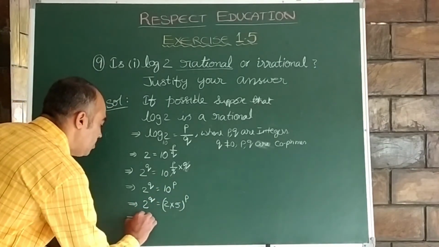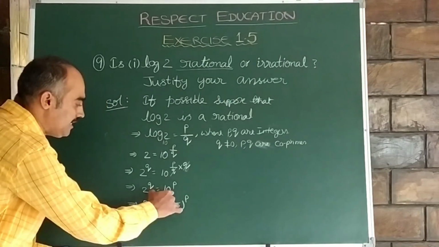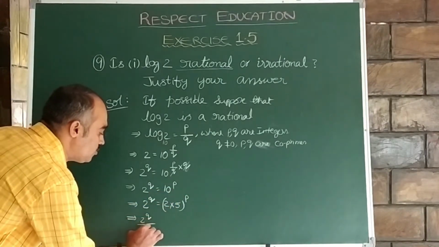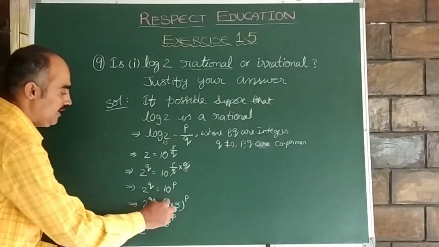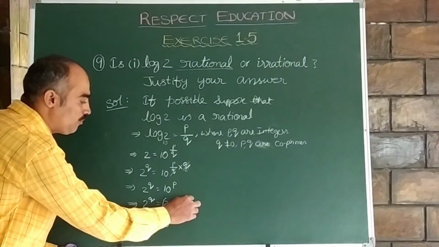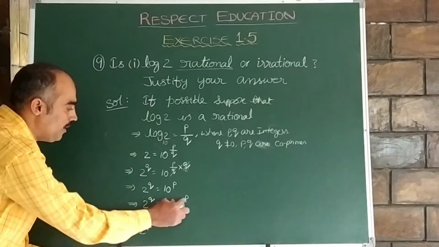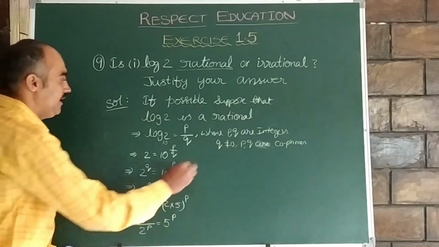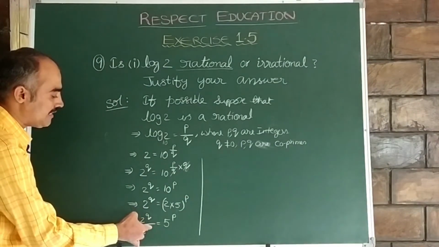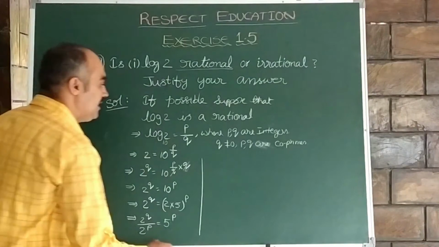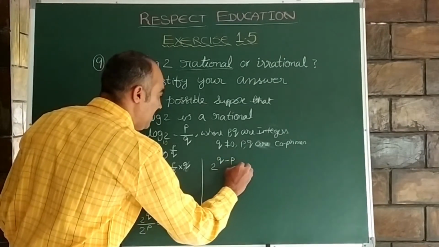Now again here, 2 power q is 2 power p into 5 power p. Let us bring the 2 power p to this side. It is 2 power q by 2 power p equal to 5 power p, right? Here a power m by a power n can be written as a power m minus n. So here we can write it as 2 power q minus p is equal to 5 power p.